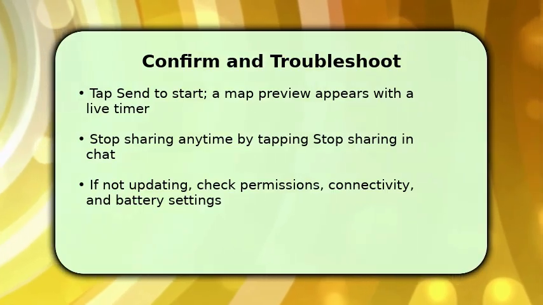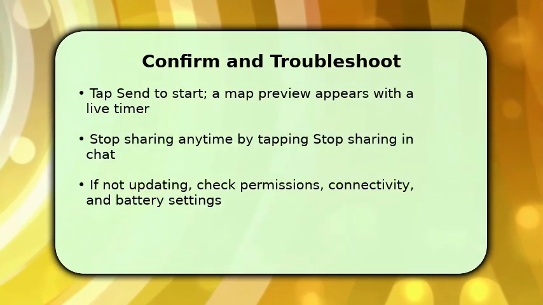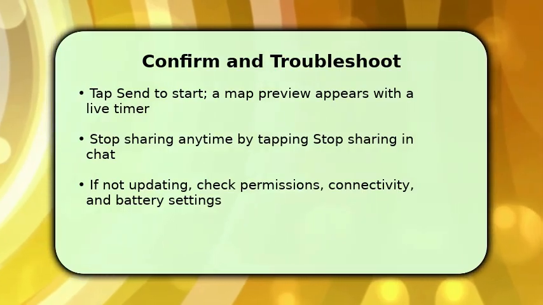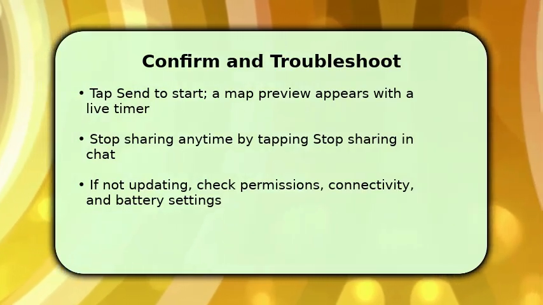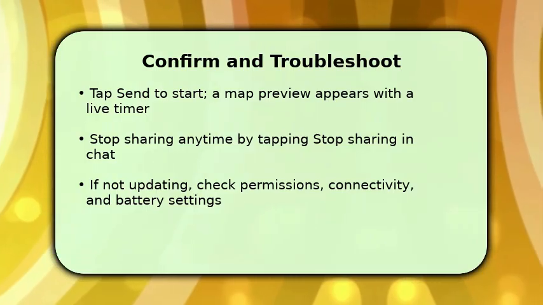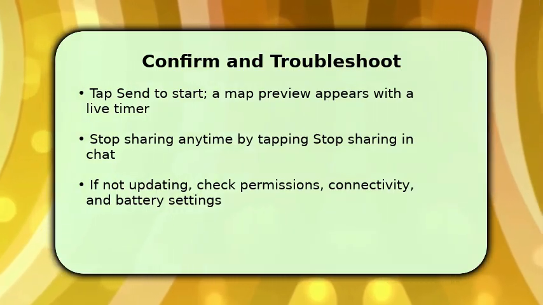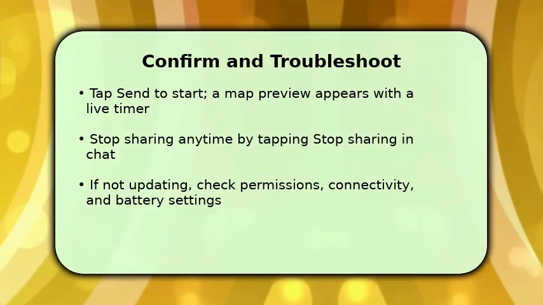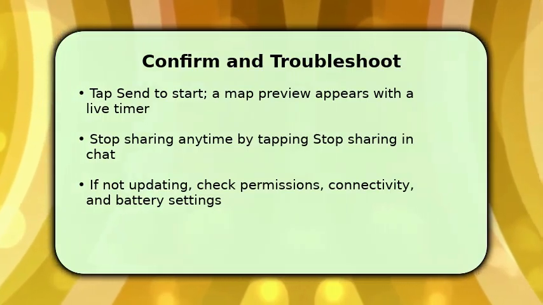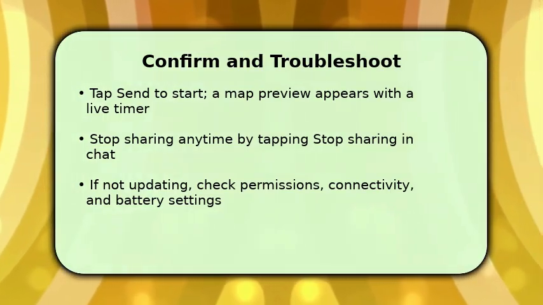If the live location doesn't update, check 3 things. Confirm WhatsApp has location permission and background refresh. Ensure you have cellular or Wi-Fi signal, and disable battery saver or app optimization for WhatsApp. If problems persist, restart the phone and try again.